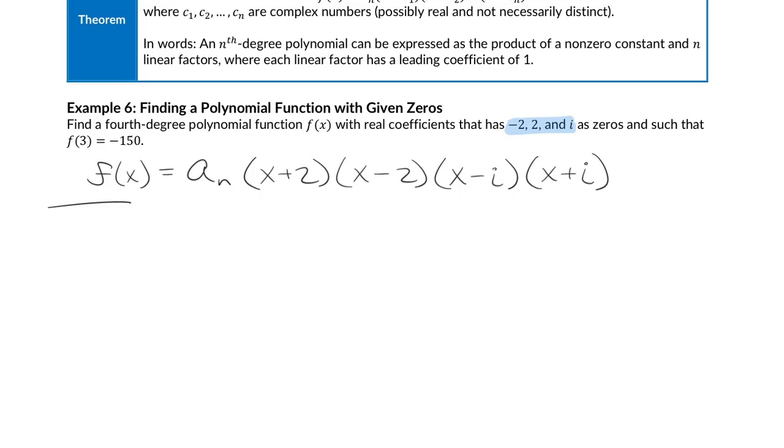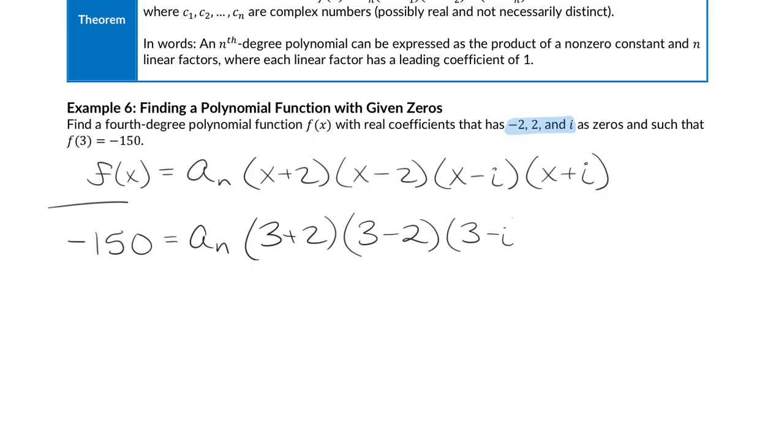So what we do is we use the fact that f of 3 is equal to negative 150 and we solve. So we're going to put equals negative 150, a sub n, but then every x I should fill in a number. What number should I fill in for x based on f of 3? 3. So everywhere there was an x, I'm going to put a 3. There are no x's left. The only variable we have left is a sub n. One variable, one equation, we can solve.